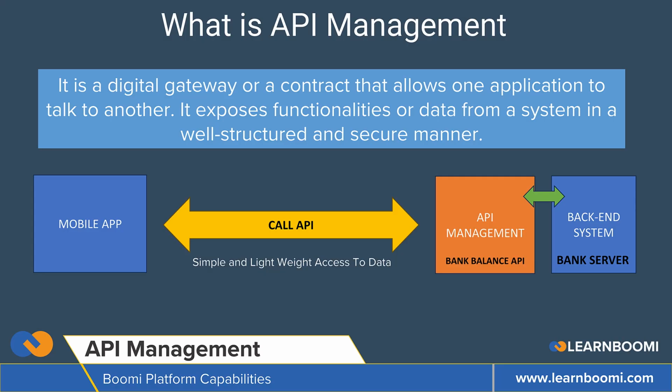When a mobile app shows your bank balance, it does not directly access the bank database. It calls a bank balance API, and the bank system sends the result securely. Think of an API as a waiter taking your order from the customer to the kitchen, a bridge between the applications, a control door to access the backend data.